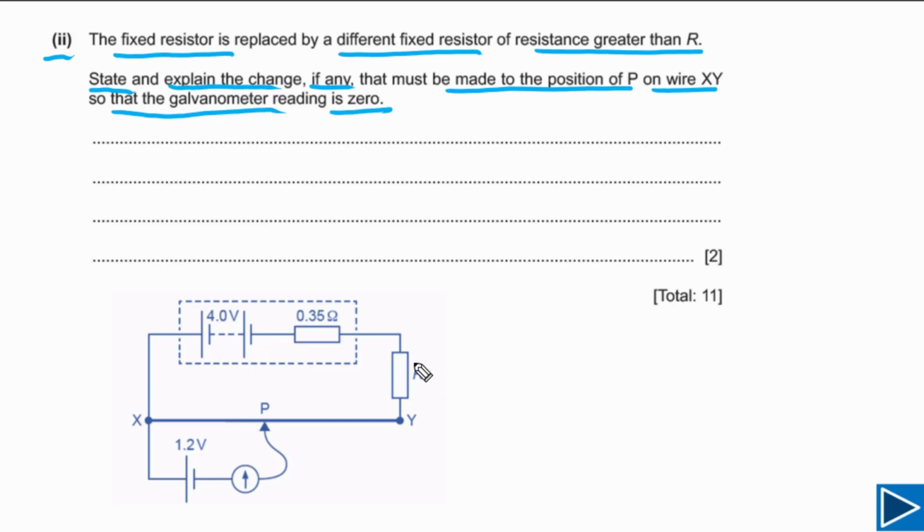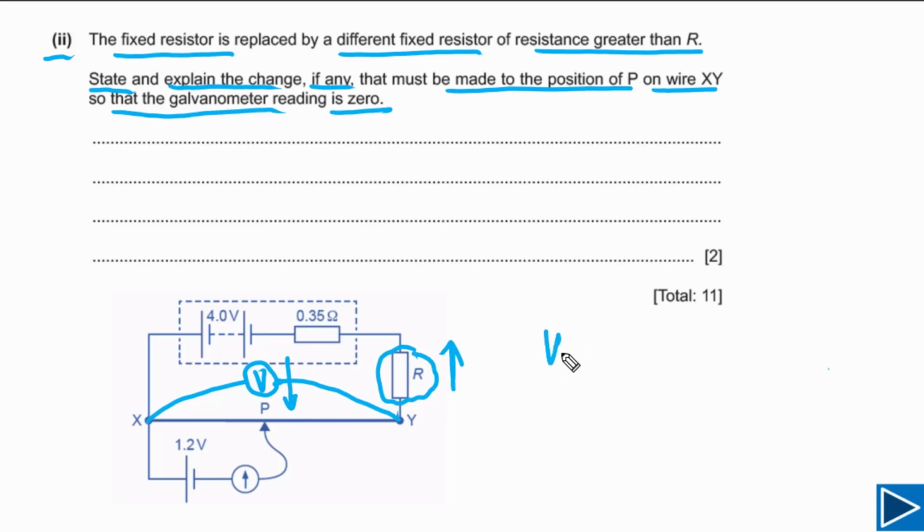First thing we need to understand: when the resistance of this resistor is increased, what is the effect on the potential difference between X and Y, meaning on the reading of this voltmeter. If this resistance increases, the potential difference across XY will go down. So this is the first thing we need to understand: the potential difference across XY will go down.